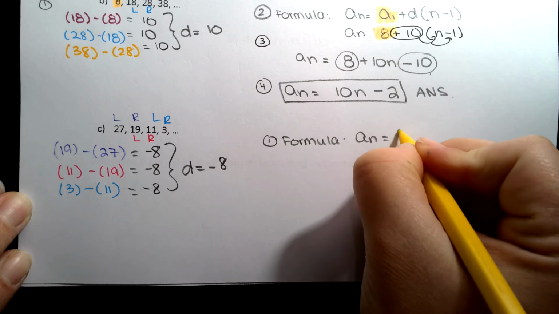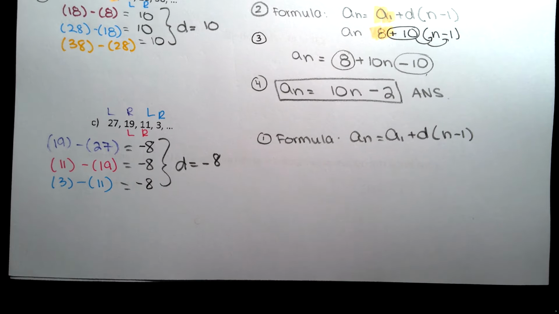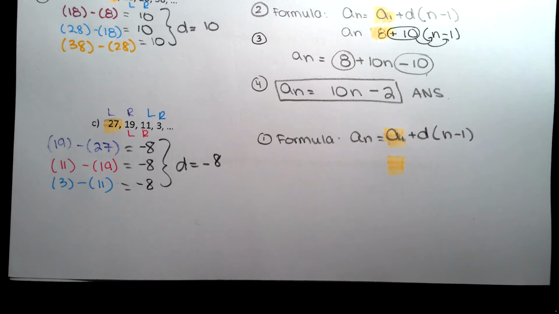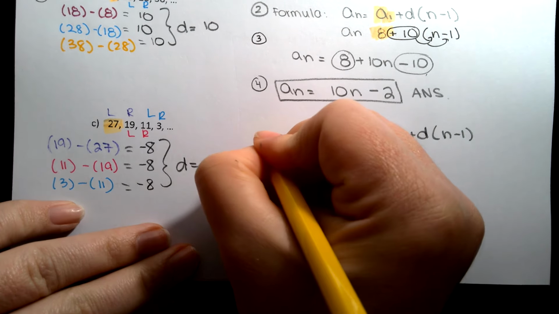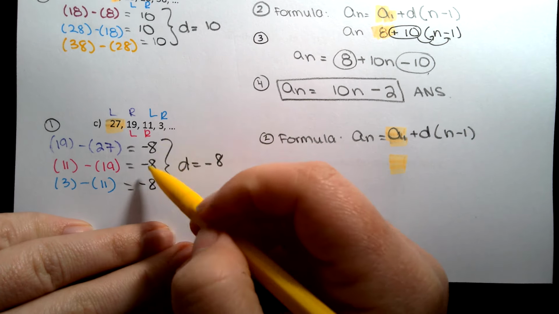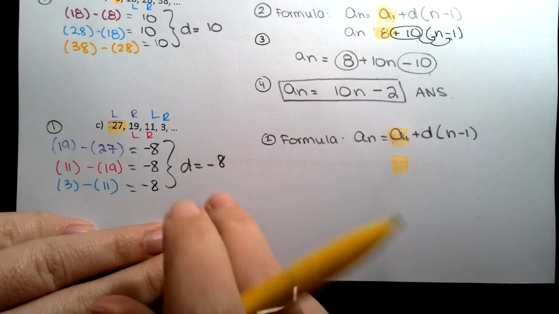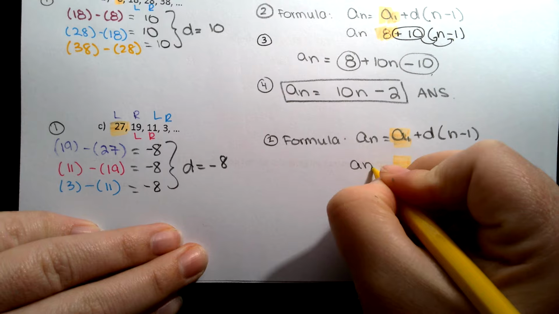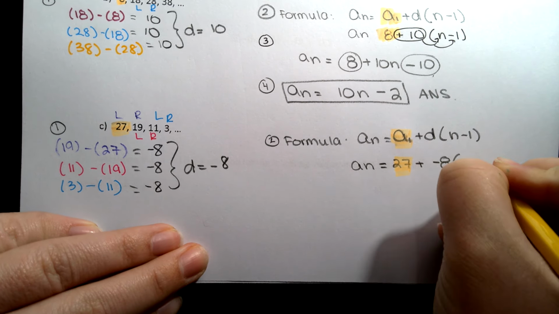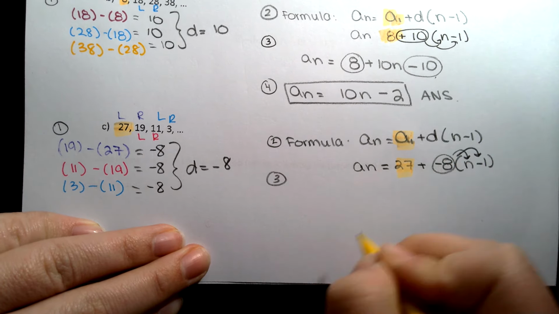A sub n is equal to a sub 1 plus d times n minus 1. Again, your a sub 1 is going to be the first number that you see. So step number 1, find your common difference. Step number 2, if you do not have a common difference, do not do this. Okay, this is only if yes, arithmetic. Okay, so what was the a sub 1? 27. What was the common difference? Negative 8. So that means that we need to distribute this negative 8 onto n minus 1.